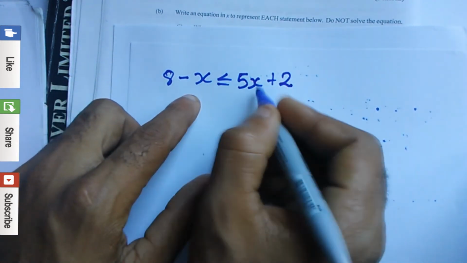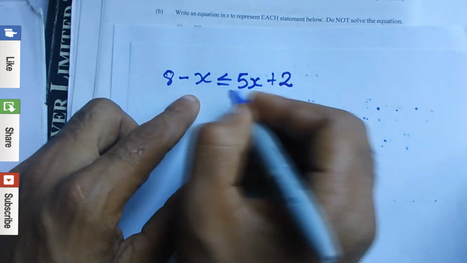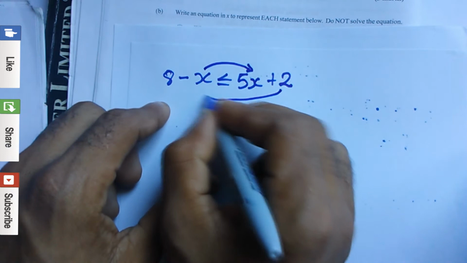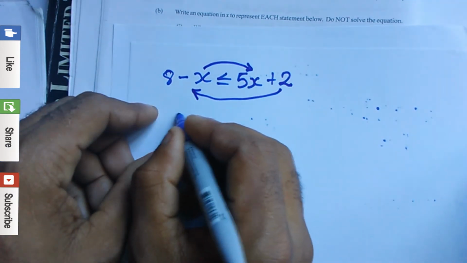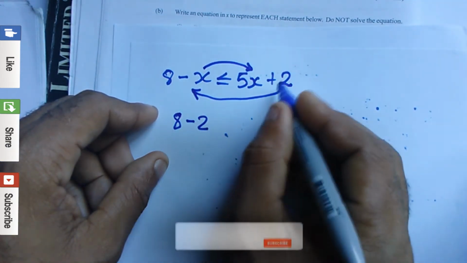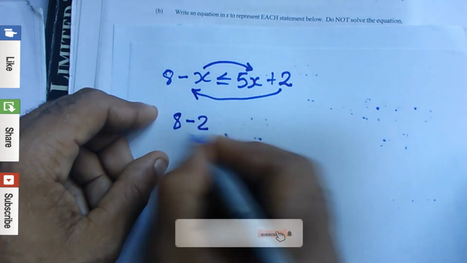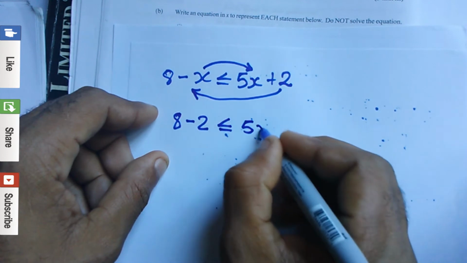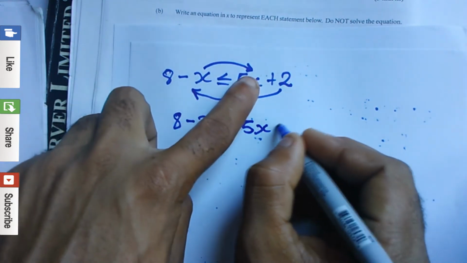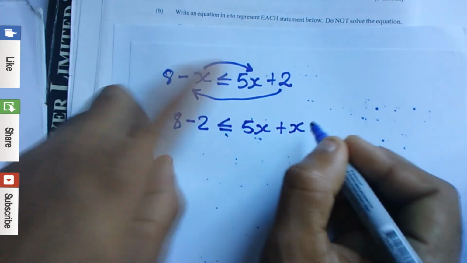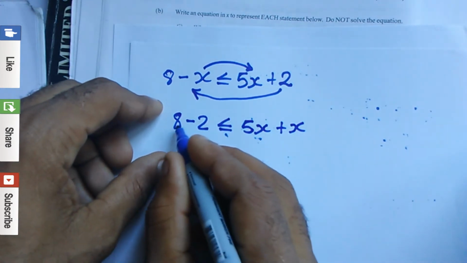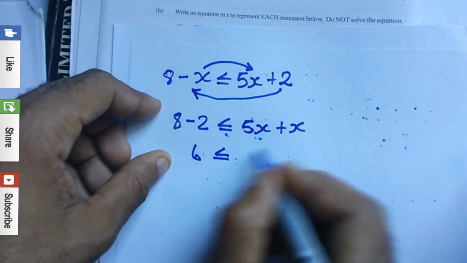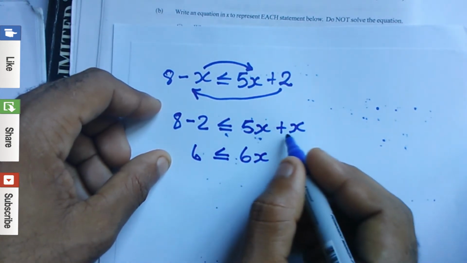Now, as I said, we're going to collect like terms. So I don't really want the x to be negative, so I'm just going to bring all x's on this side and bring all numbers on that side. So I'm going to have 8 minus 2, because this is positive when it goes over. Remember, the sign will change. Less than or equal to 5x. This is negative x when it goes over, positive x. So we have 8 minus 2, 6, less than or equal to 6x, because 5x plus x is 6x.